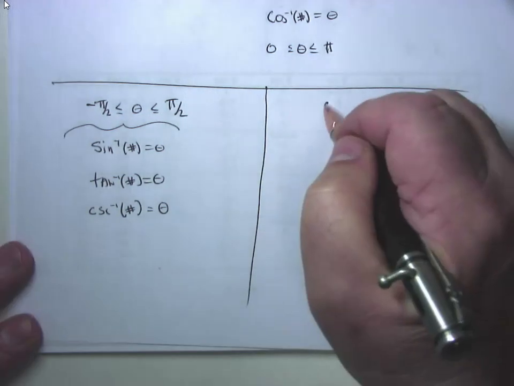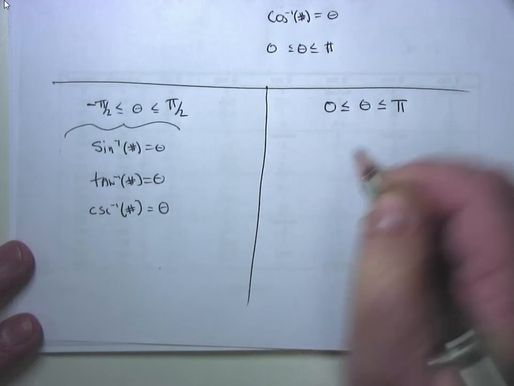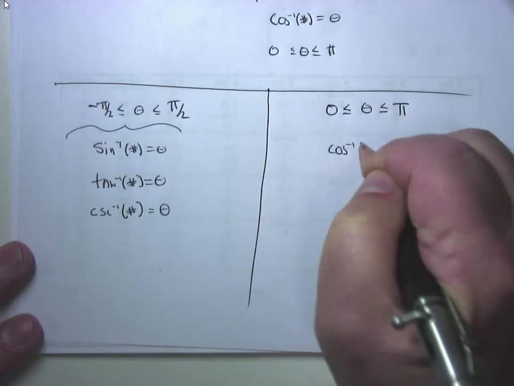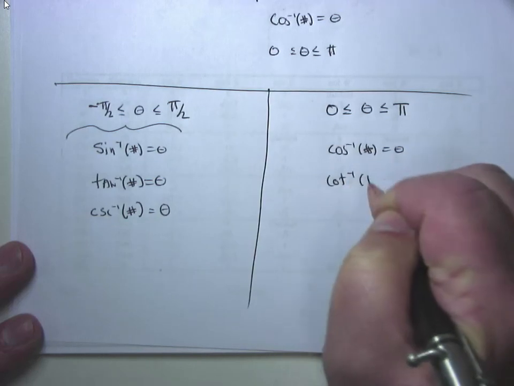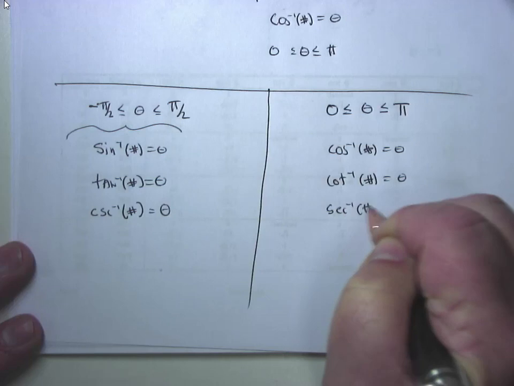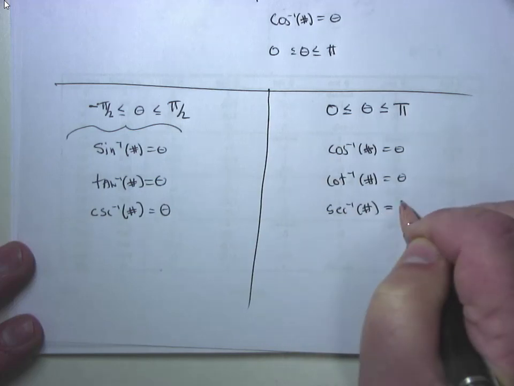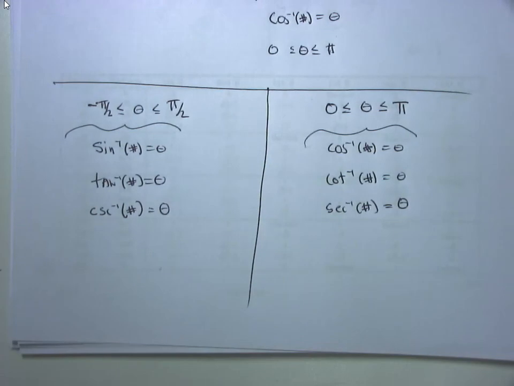The restricted domain of 0 is less than or equal to theta, which is less than or equal to pi, is used by the cosine inverse of a number equals an angle, the cotangent inverse of a number equals an angle, and the secant inverse of a number, remember secant is 1 over cosine, equals an angle. These 3 trig inverse functions use the restricted domain of 0 to pi.